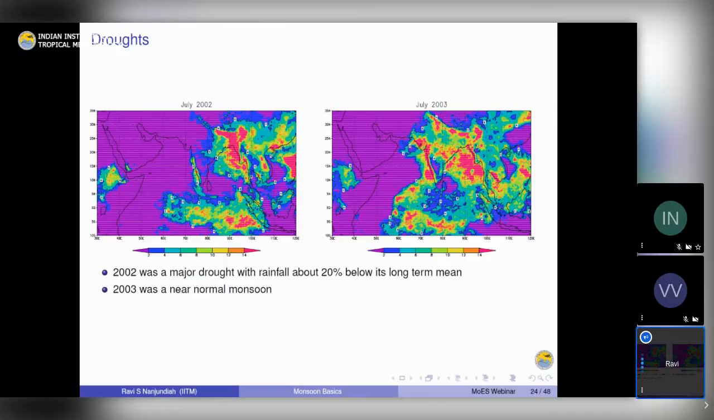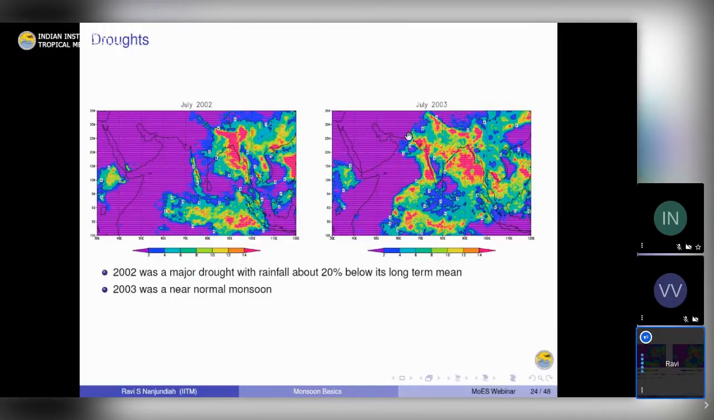There are years when there is a copious amount of rain over the entire country, while in some other years, it could be that there is very little rain in most parts of the country. For example, here I have shown the month of July of 2002 on the left, where large parts of northwest India, central India didn't get any rain. There was, of course, some rain in the northeastern part of India, and also along the western parts. And this is 2003 when the monsoon was near normal.